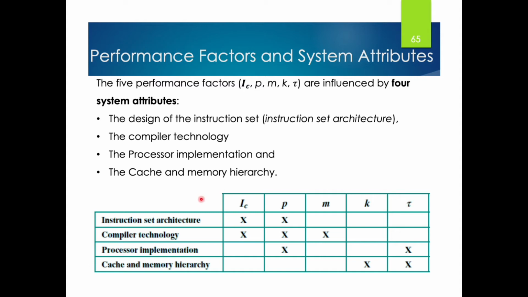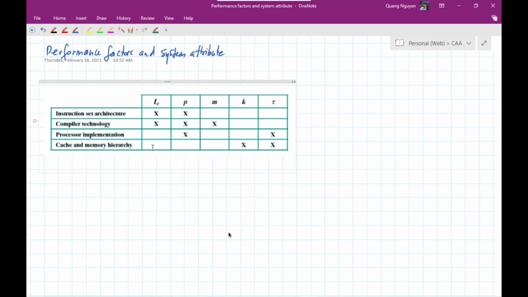So in this table you can see that the number of instructions depends on the instruction set architecture here, and the number of instructions also depends on the compiler technology. I will give you the rationale. I want to bring the table to this board, and now I will explain it on this board. Now I will give an example so that you can understand why we have this and why we have this. The number of instructions, or instruction count.